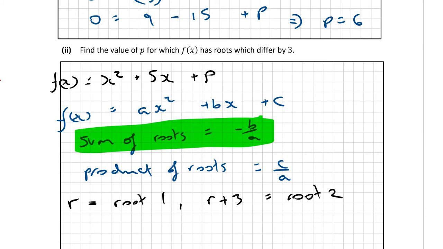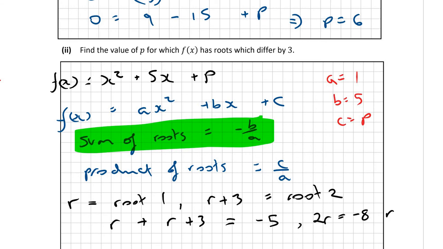I know that the sum of roots is equal to minus b over a, so r plus r plus 3, which is the sum of the two roots, is equal to minus b over a. Looking at the quadratic we have, a is just 1, b is 5. So here we have minus 5 over 1, which is minus 5. So 2r is equal to minus 8, and r is just minus 4.